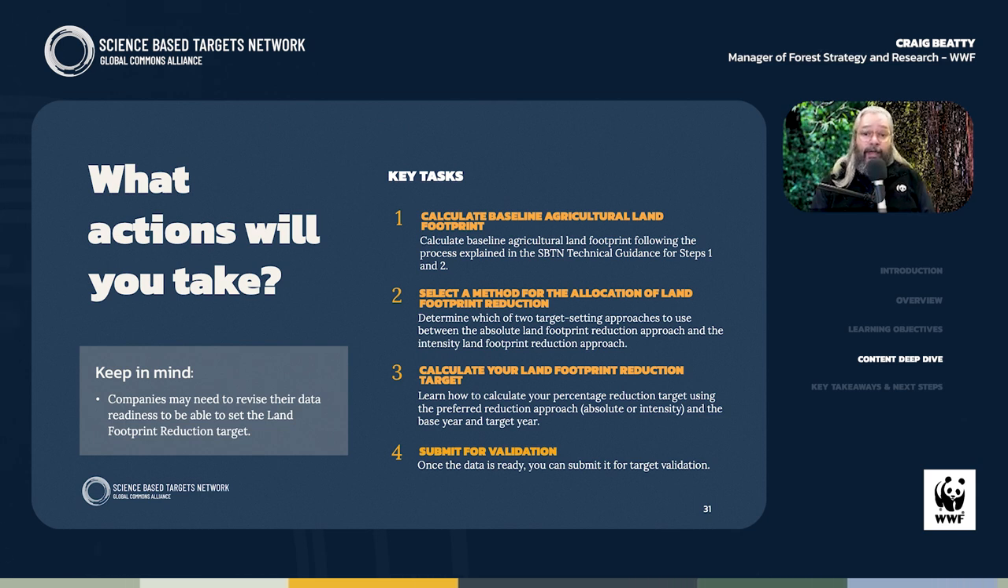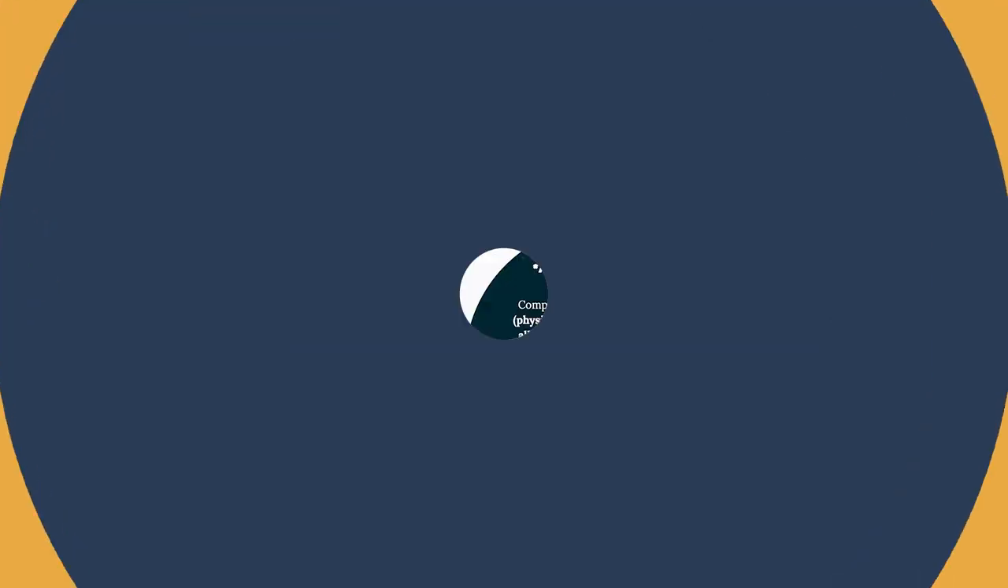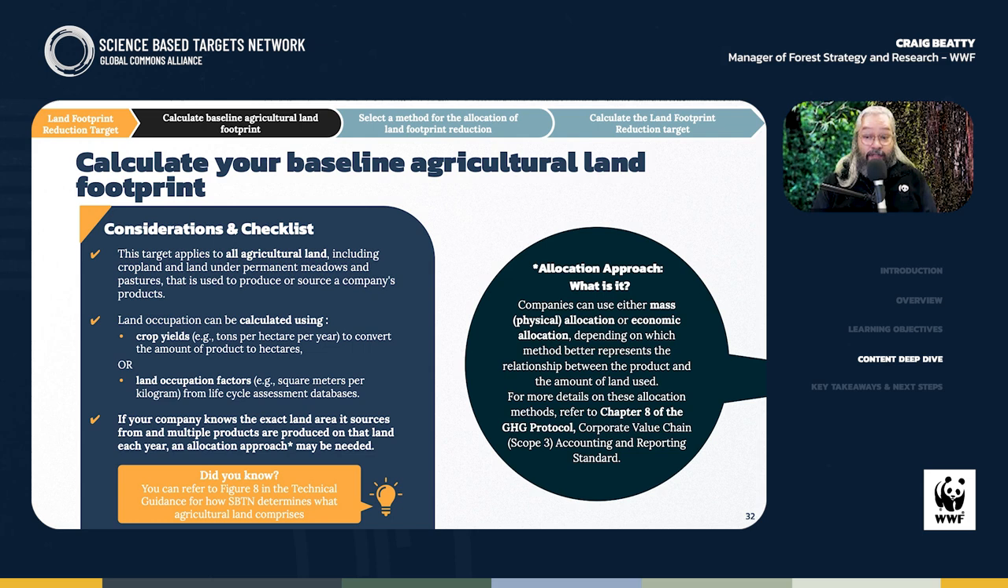First, the company will start by calculating its baseline agricultural footprint. Then, a company will select either the absolute or intensity approach for the allocation of their land footprint reduction. The company will then select a representative base year and a target year to advance the calculation of the land footprint reduction target. And finally, the company will submit its data for target validation. Let's now dive into the process for setting a land footprint reduction target.